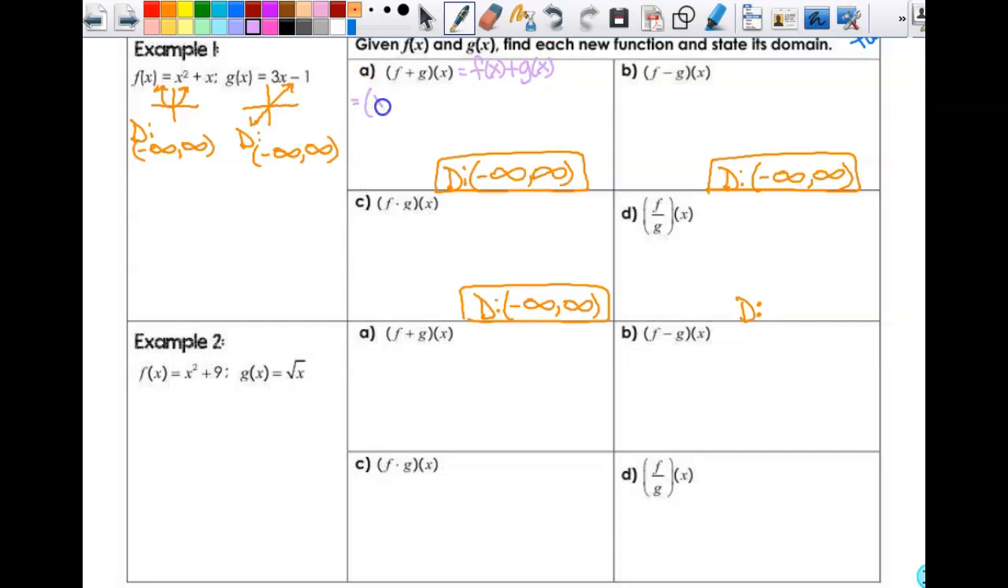So this is going to give me (x squared plus x) plus (3x minus 1). So I substituted in two things, both with more than one term, so I put in parentheses. Do those parentheses matter at all? No. Sometimes they don't. Here, they don't. So when I combine these terms, I get x squared plus 4x minus 1, and that equals (f plus g)(x).